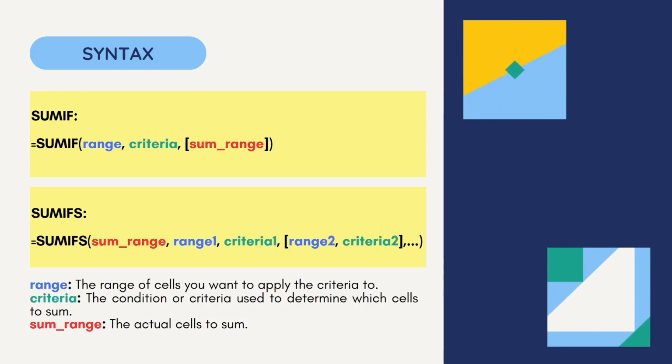The syntax for Sumifs starts with equal to and then the term Sumifs and then open bracket, and then the first value is the range of cells you want to sum if all the criteria are matched, and then the second value will be the range of cells you want to apply the criteria to, which is followed by the criteria, and this pattern of range and its respective criteria will continue for the number of criteria you want to put in this statement. We will have a better idea of how to use these formulas in the upcoming examples.